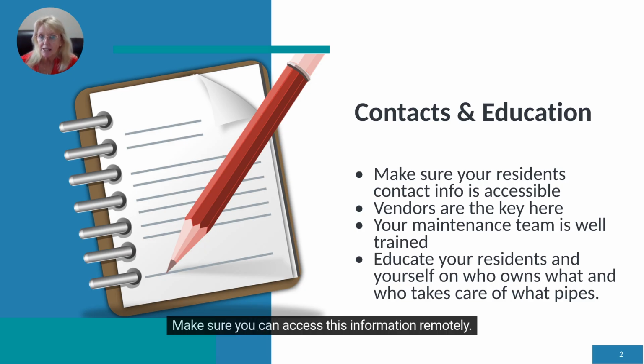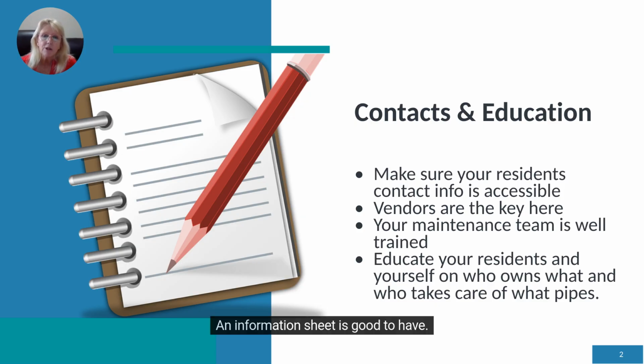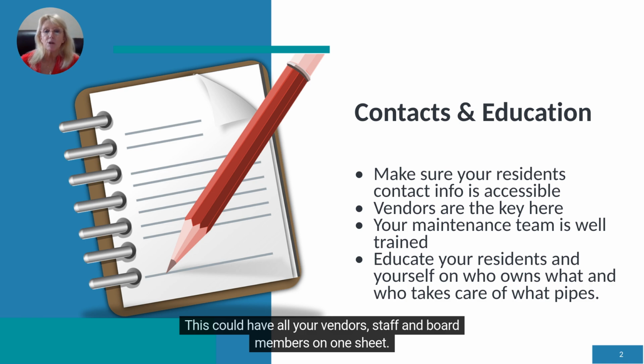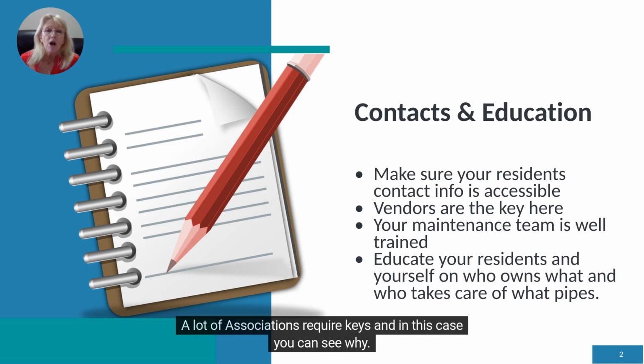Make sure you can access this information remotely. An information sheet is good to have. This could have all your vendors, staff, and board members on one sheet. You should have remote access to the owners as well. A lot of associations require keys, and in this case, you can see why.